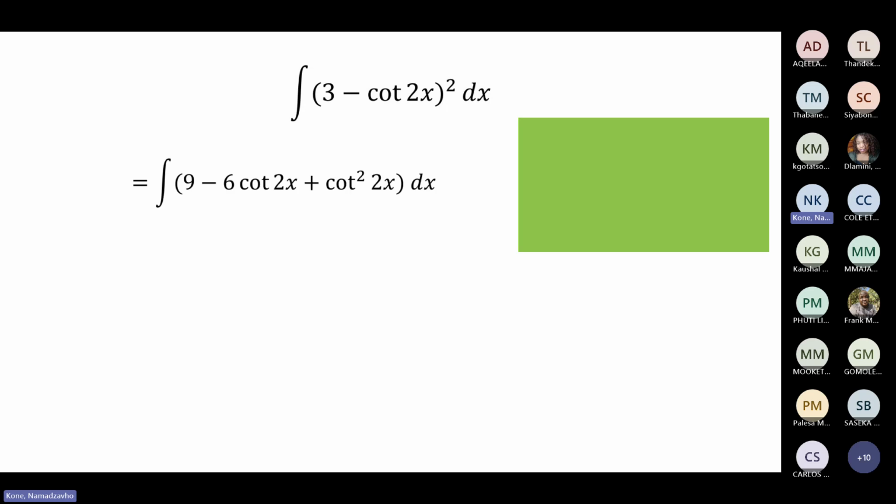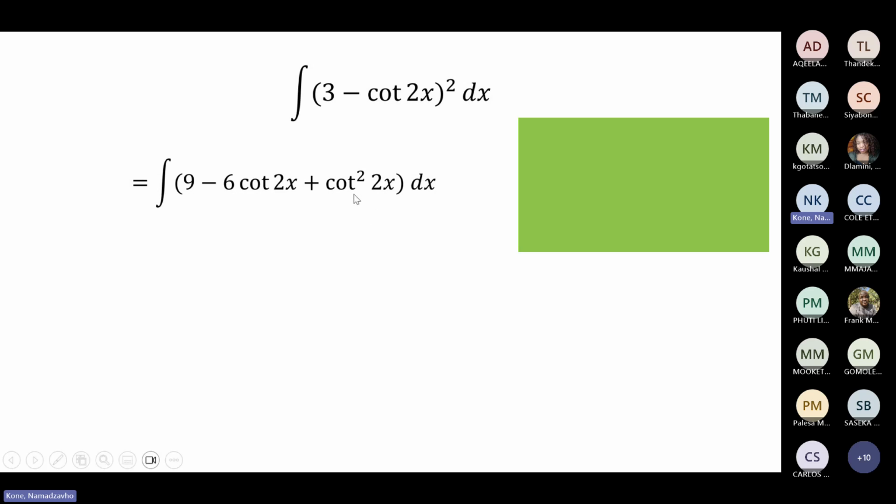So after multiplying, you will get the integral of 9 minus 6 cot 2x plus cot squared 2x. And you will understand that the 9 is coming from 3 multiplied by 3. And then the minus 6 cot 2x is coming from 3 times minus cot 2x and minus cot 2x multiplied by 3, and you add the like terms together to get minus 6 cot 2x. And then the cot squared is found by multiplying cot 2x by cot 2x, and it gives us cot squared 2x.